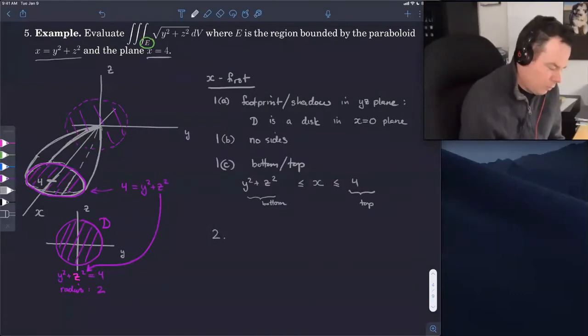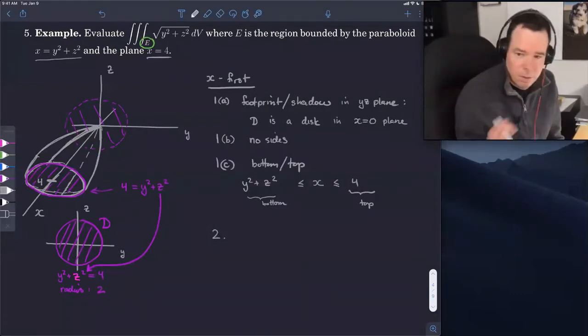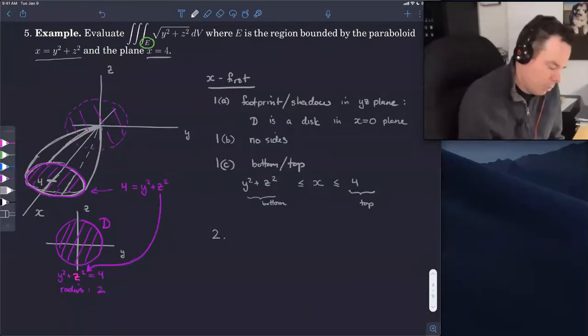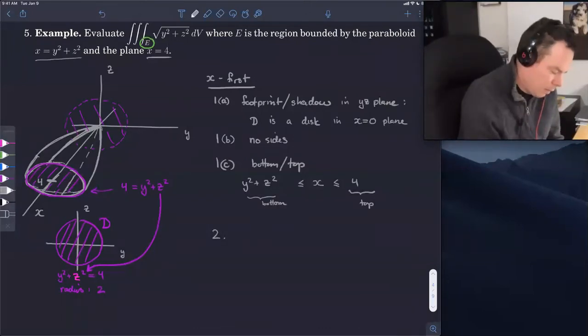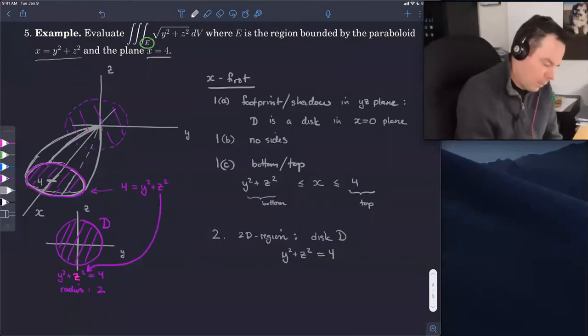So once we figured out we're going to integrate along x first, we've set all the information up we needed. And then part 2 is to say, what do we do for that 2-dimensional region? That's going to be that disk we identified in part 1a. So this is our 2D region, that's our disk D, and it's a disk D of radius 2. So it's y squared plus z squared is equal to 4.